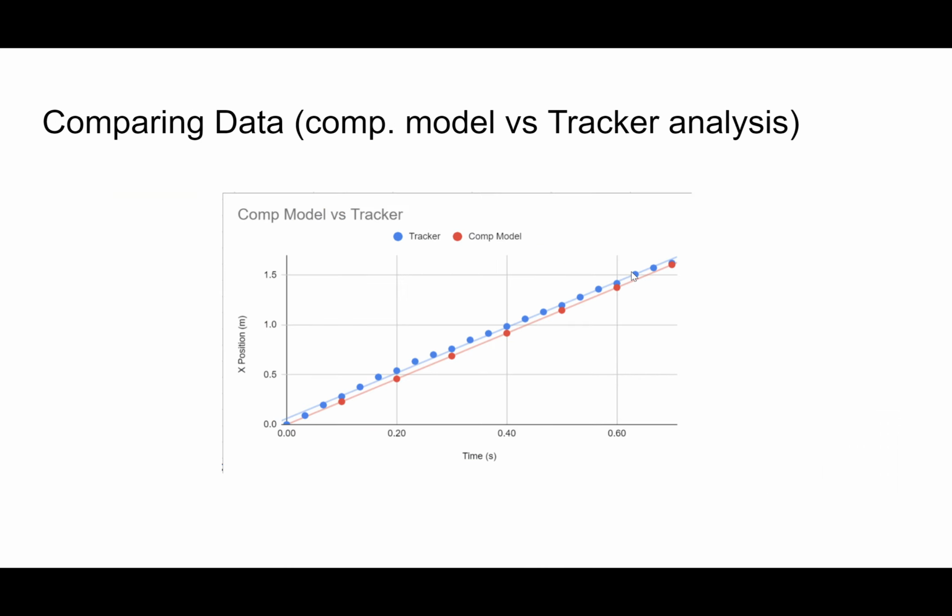And here, comparing the two data sets from the computational model and the Tracker, we can see that the two data sets are very similar. The x position varies directly with time in both data sets, and we can see that the velocity is constant and there's no acceleration. There's only a slight discrepancy between the two data sets, and we can address that in the following slide.